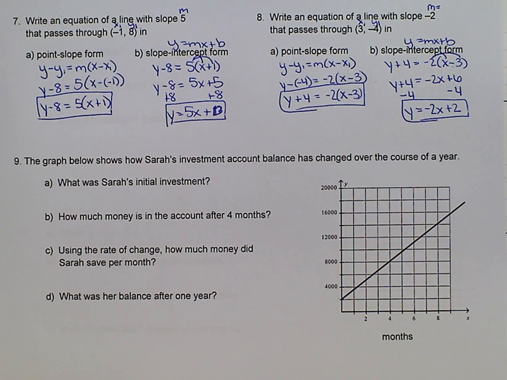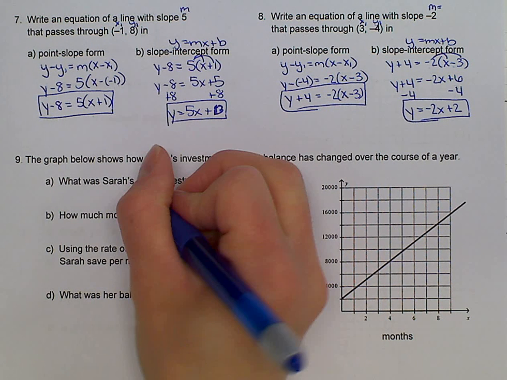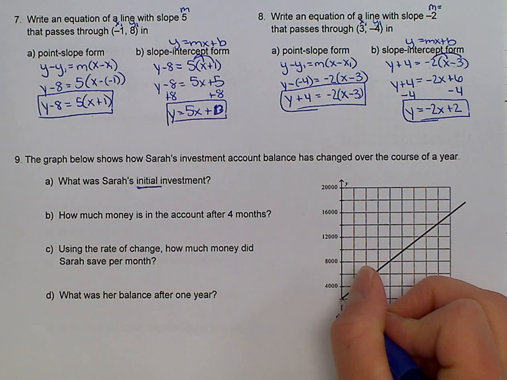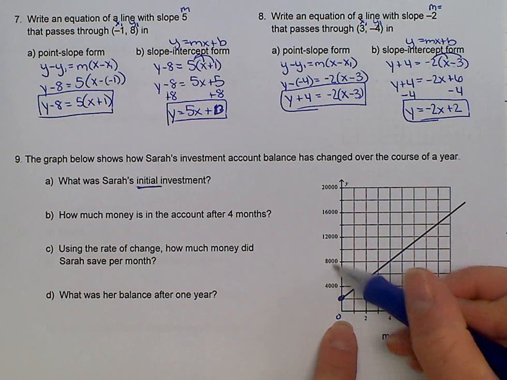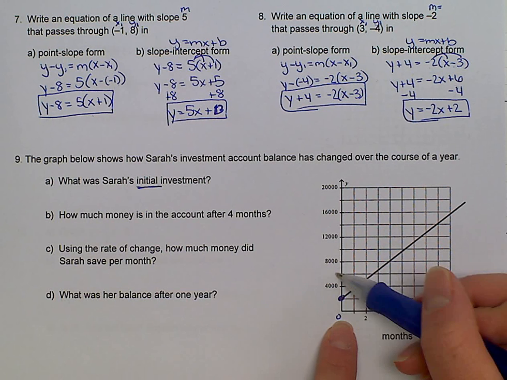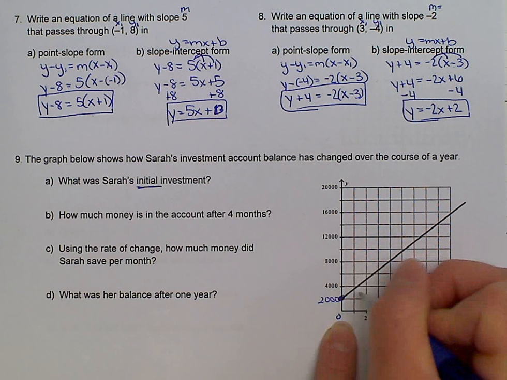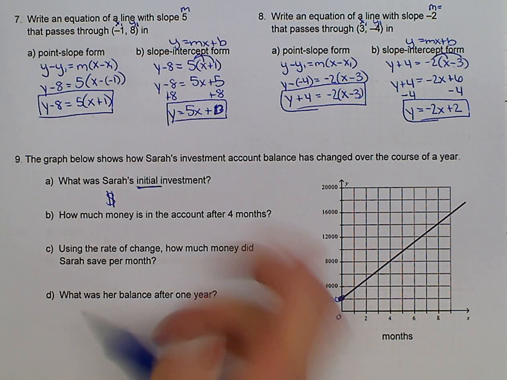And number 9, it says the graph below shows how Sarah's investment account balance has changed over the course of a year. What was Sarah's initial investment? So this is what she started with. So if we go to our graph, this would be our y-intercept. It's at 0 and then this point here. We need to look at our increments. This is 4,000, 8,000, 12,000, and there's an increment in between. So it's 2,000, 4,000, 6,000, 8,000, 10,000, 12,000. So this is $2,000. So her initial investment at 0 months was $2,000.